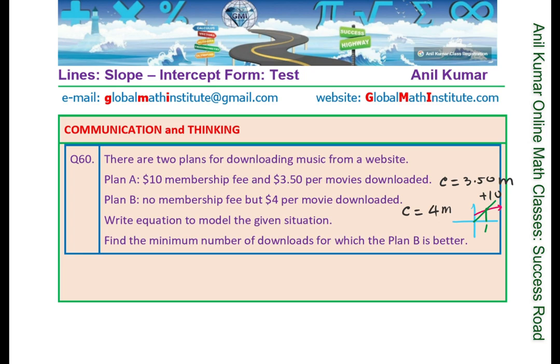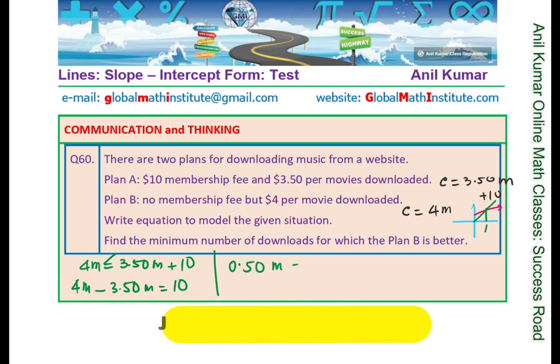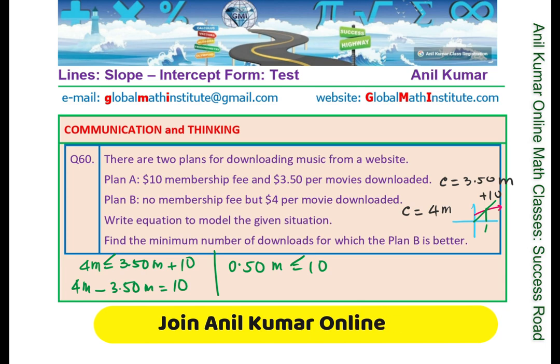Let's figure this out. So what we have is 4M should be equal to, or less than, let's say less than or equal to 3.50M + 10. So this is the inequality which you need to solve, right? So we have 4M - 3.50M = 10. And that gives you 0.50M = 10, with the inequality. So that has to be lower, right?